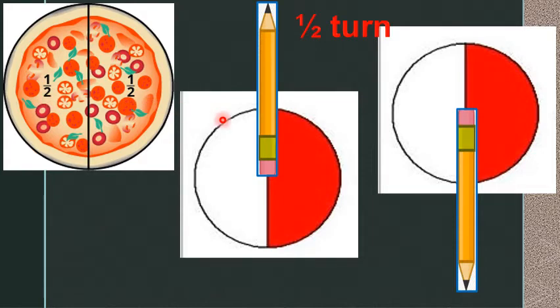In this figure, this is the original position of the pencil with its pointed part pointing upwards and rubber part pointing downwards. Now I make half a turn of this pencil. So now we can see that after making half a turn of the pencil, its pointed part points downwards and its rubber part points upwards.